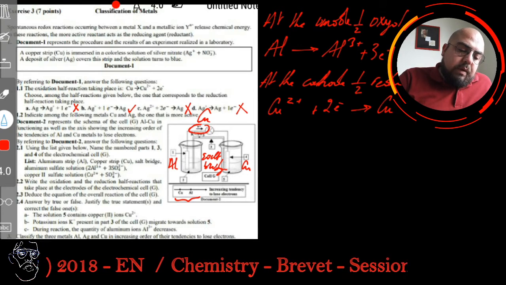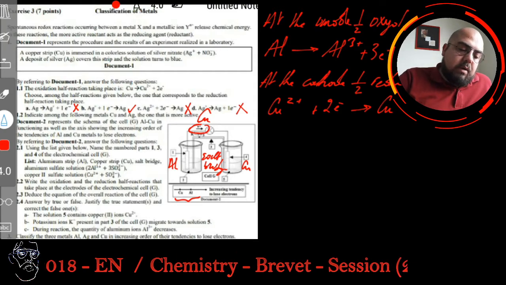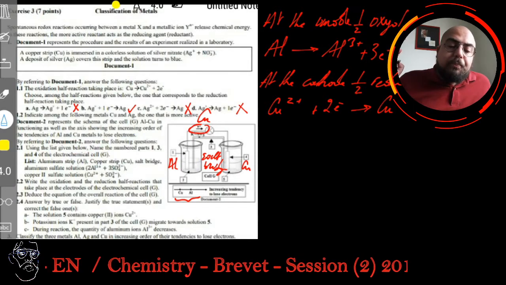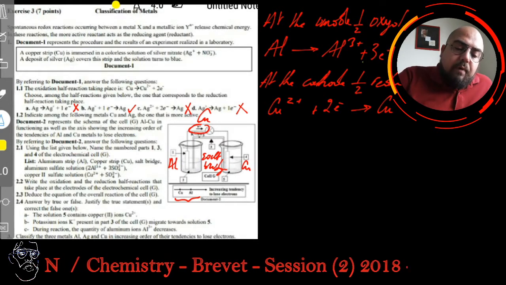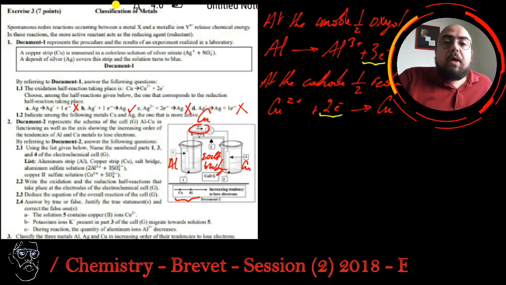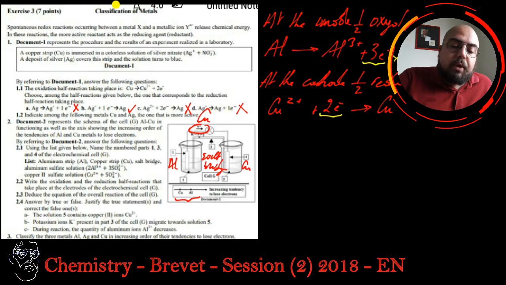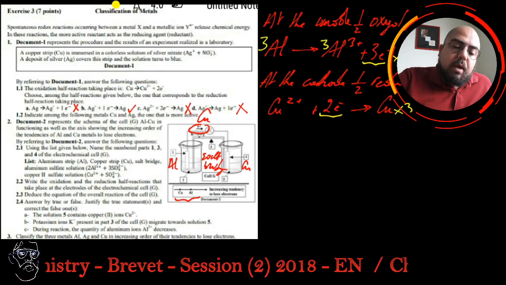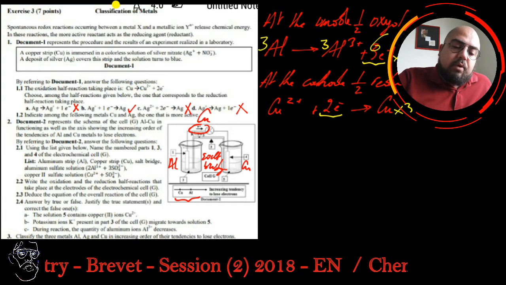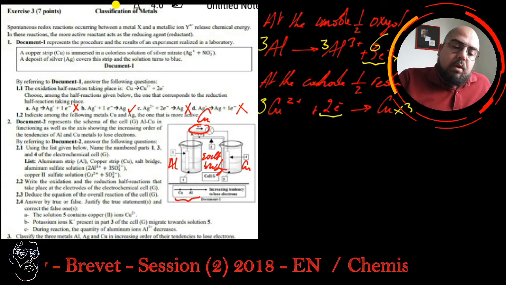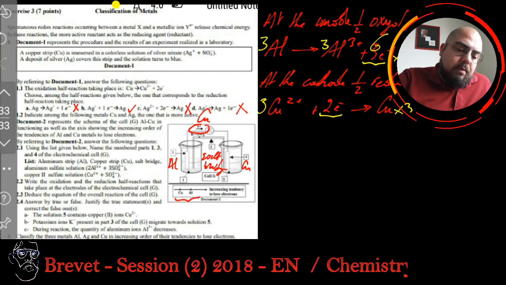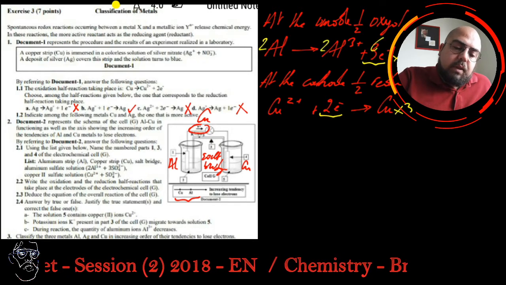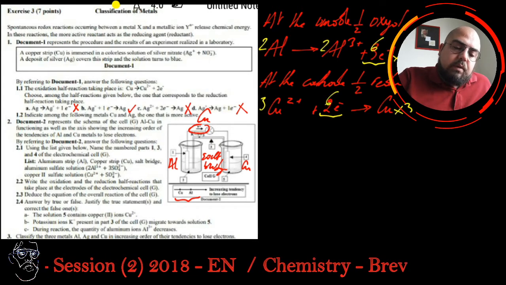The 2.3 question is, write the overall equation of this electrochemical cell. In order to find the overall equation, you need to check the number of electrons. You have 3 electrons and 2 electrons. You do not have the same number of electrons, so you multiply this equation by 2 and this equation by 3 in order to have 6 and 6. So we have 2, 2, 6, 3, 6, 3.